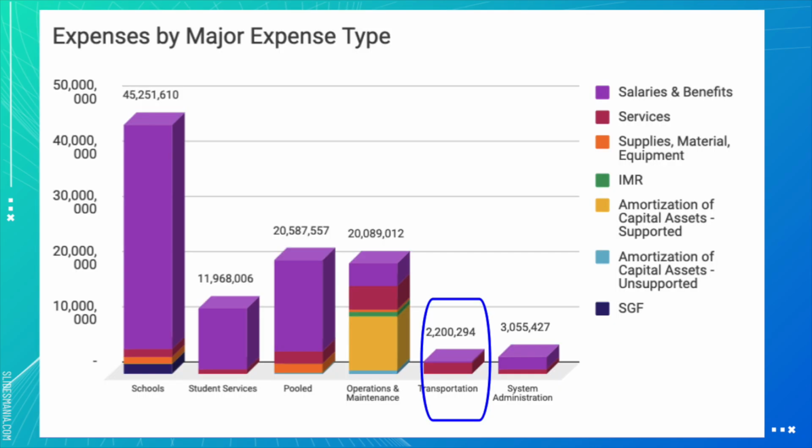Expenses by major type for transportation. You can see transportation is the lowest funded portion of the budget. It's only $2.2 million. It's always underfunded. We don't charge enough to cover the costs, actually. So urban funding with distance for each eligible student is about $510 per student. But the actual cost to contract a bus is $71,000.